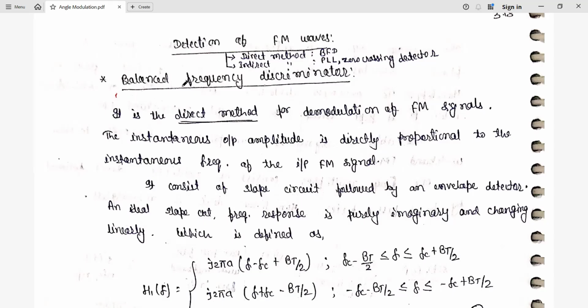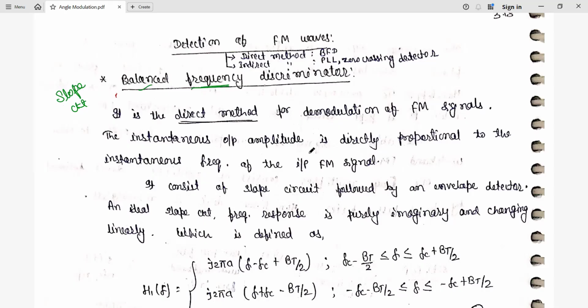So the first method is the balanced frequency discriminator. Balanced means we are going to use two things that are going to balance. So later we'll have two slope circuits, slope circuit 1 and slope circuit 2, and we'll see how they balance to obtain the modulated wave. It is the direct method for demodulation of the FM signal.